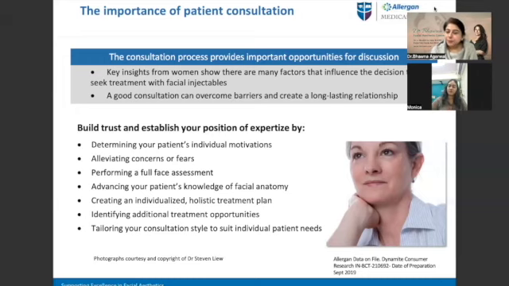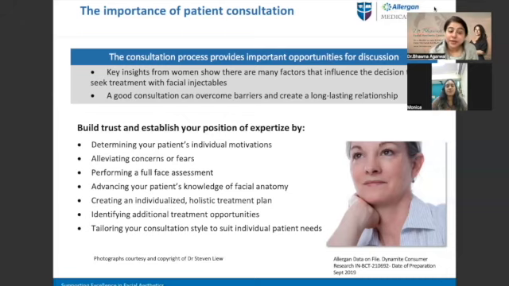Then there are some men who are coming. They just want to feel younger in their workplace, because they're working with younger subordinates, and looking older makes them underconfident, and makes them feel that they're not authoritative enough. So that is their motivation. So different people will have different motivations.